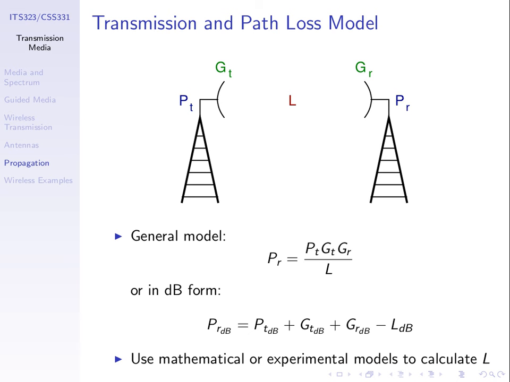Mathematically, we can think we transmit at power level PT. The transmit antenna introduces a gain of GT, a multiplier. The receive antenna also introduces a gain of GR, another multiplier. And the path loss is captured by the parameter L. That reduces the signal strength, so we divide by L. The result is the receive power, PR.